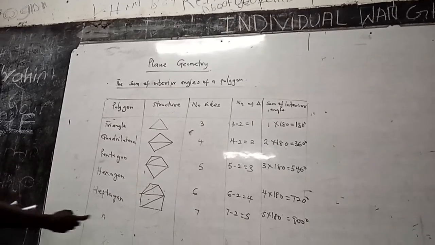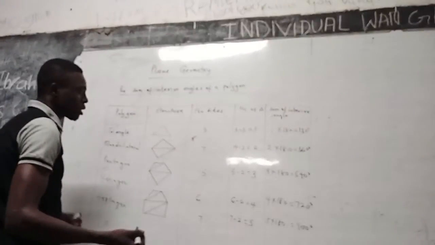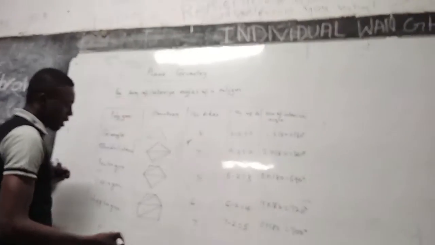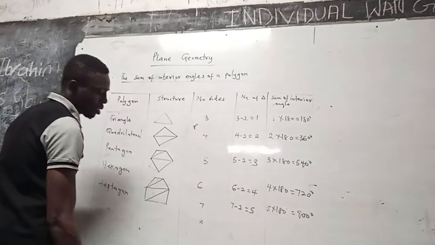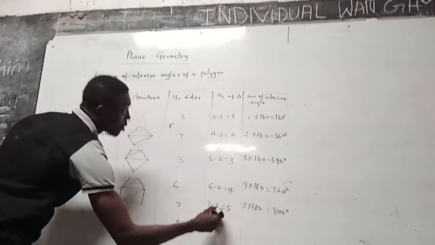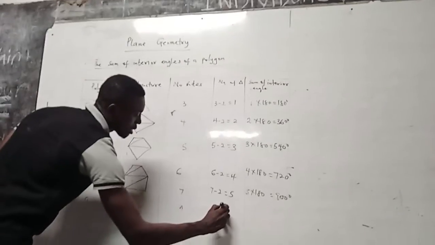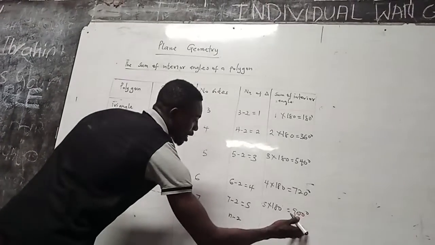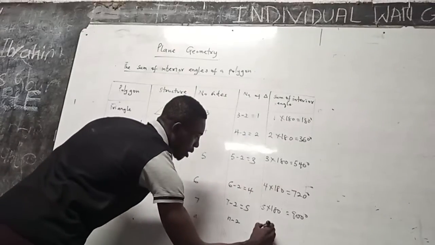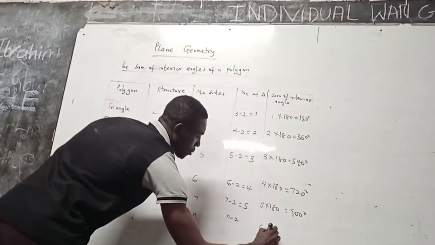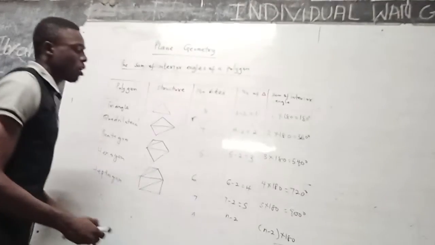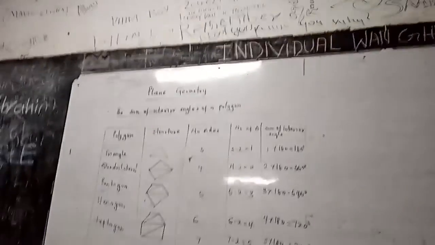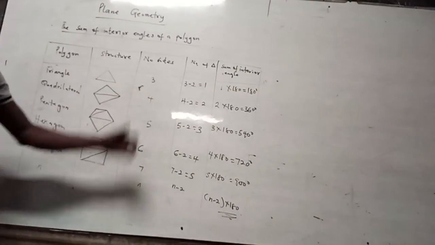Then if it is n, it means we don't know the number. Let's represent the number of sides by n. The number of triangles that we will get is n minus 2. So for the sum of interior angles, we will get n minus 2 times 180. This is the general formula for finding the angle sum of a polygon, especially when it is a regular polygon.